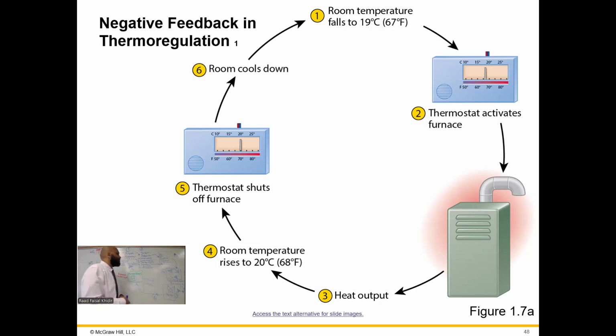Okay. Then the output is going to be, let's cool things down. How? We're going to target the effector organ. We said for thermia, we have two effector organs. The first one is the blood vessels. So the blood vessels now are going to start dilating. And when they dilate, they accommodate more amount of blood that is flowing near our skin.